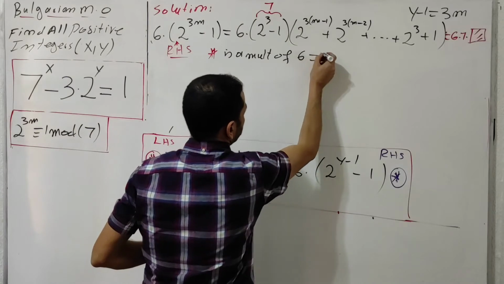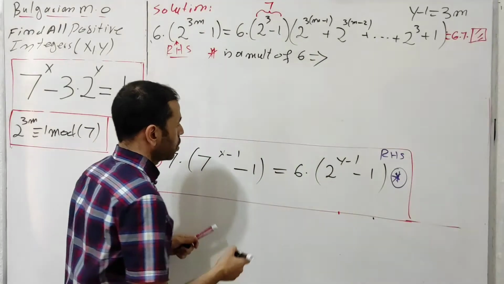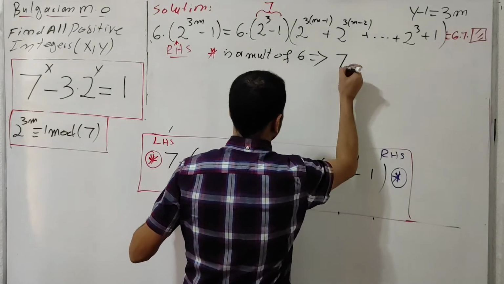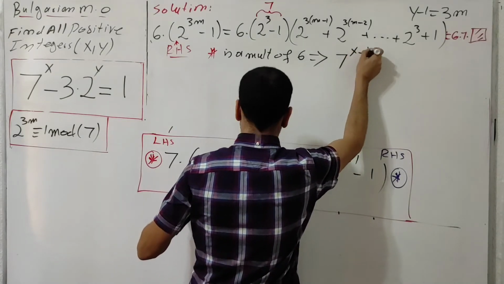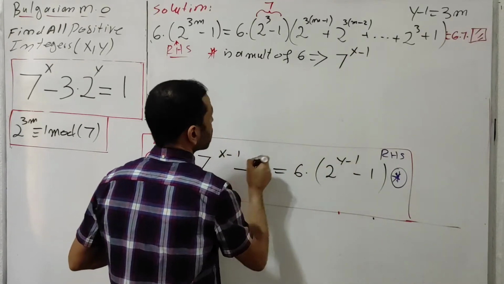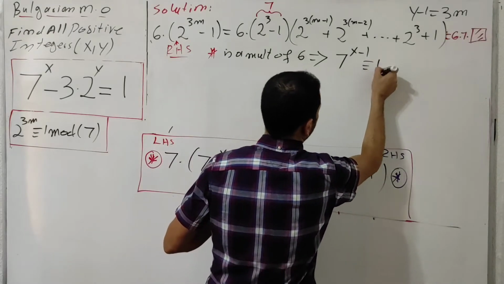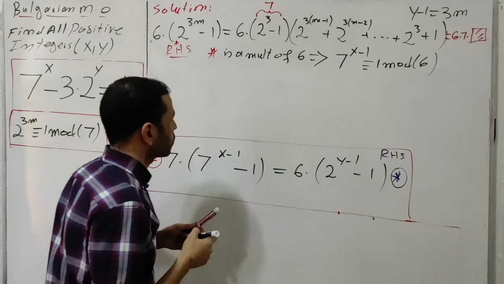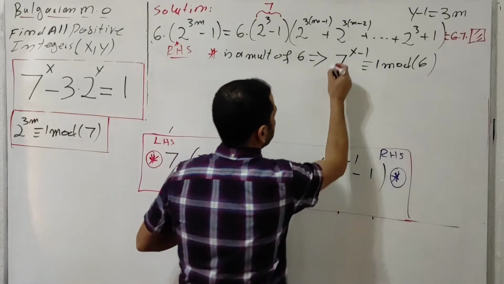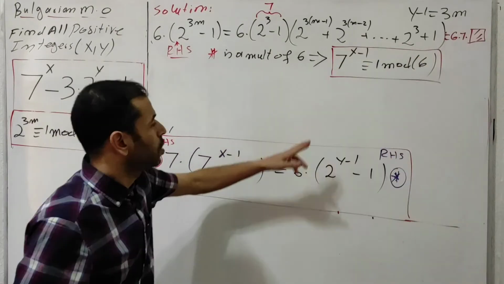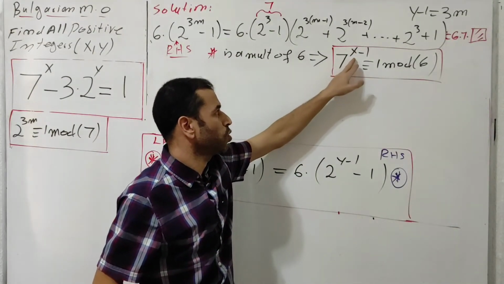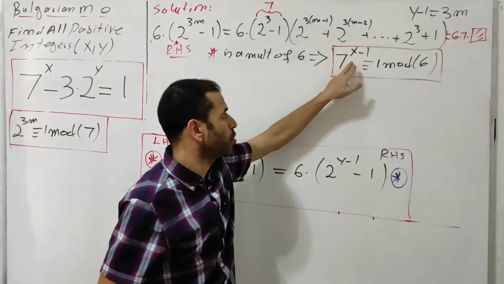I'm going to transfer this one into the congruence. By using the congruence, I will have 7 to the x minus 1 congruent to 1 mod 6. Okay, I have the following equation. Now I'm going to find x minus 1 as an exponent. As we know, the exponent is always a multiple of order.